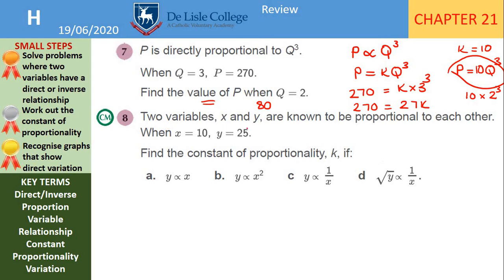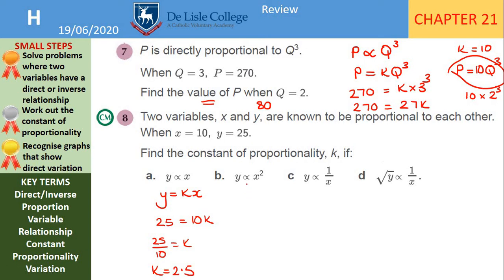Question 8. Two variables x and y are known to be proportional to each other. When x equals 10, y equals 25. Find the constant of proportionality k if y is proportional to x. Well, if y is proportional to x, this gives us the formula y equals kx. We're told when x equals 10, y equals 25. So if x equals 10, this is 10k. So if we divide by 25, 25 shared by 10 will give me k. So for this one, k is equal to 2.5.